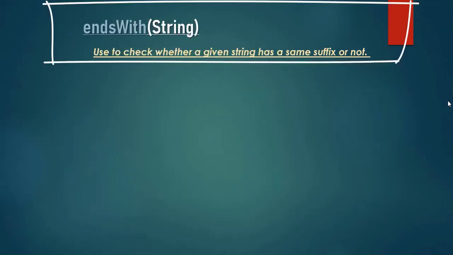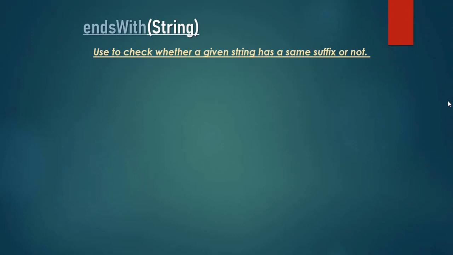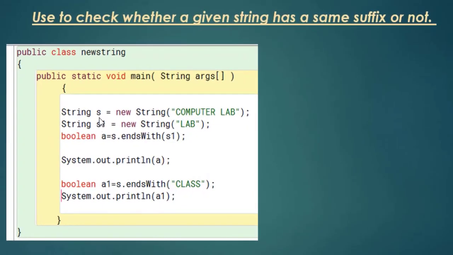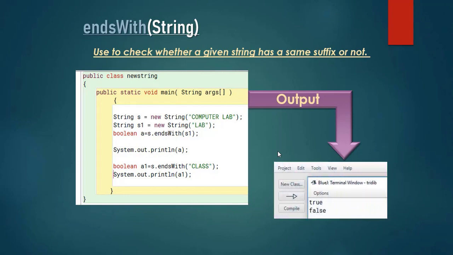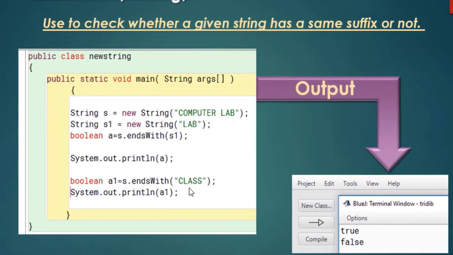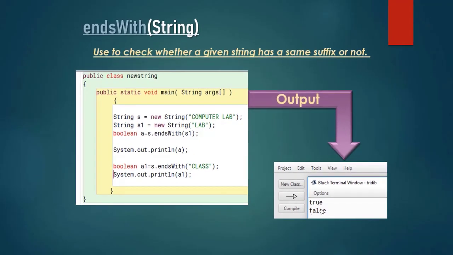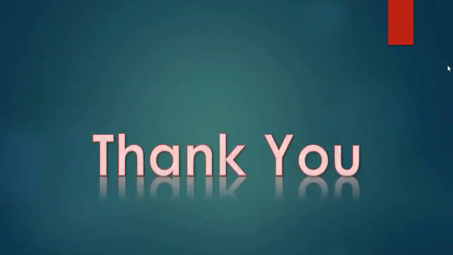On the other hand, we have the endsWith function to check whether a given string has the same suffix or not. See the example, s equals "computer lab" and s1 equals "lab". Now a equals s.endsWith(s1), so if I print a, I will get true because here it is lab and here it is also lab, the suffix is the same. But for this case, if I write class, the suffixes are not the same, so the value will come as false.